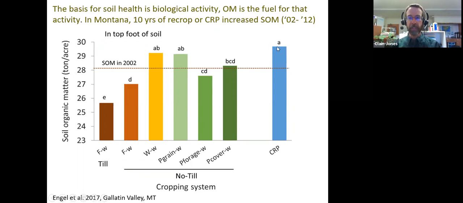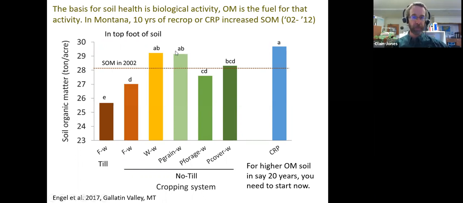About the best system out here was a CRP system. So this is alfalfa grass, mainly alfalfa. And so it did quite well, as you might expect. A lot of the residue from perennial crops is below ground. It's not harvested off like it is with annual systems. So that remains below the ground and helps to build soil organic matter.